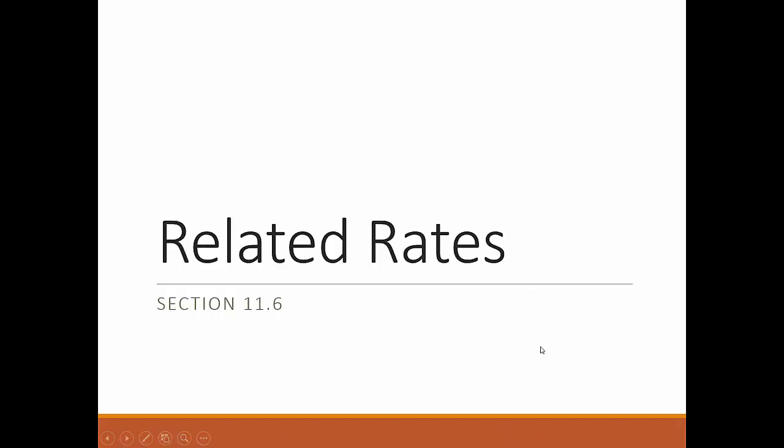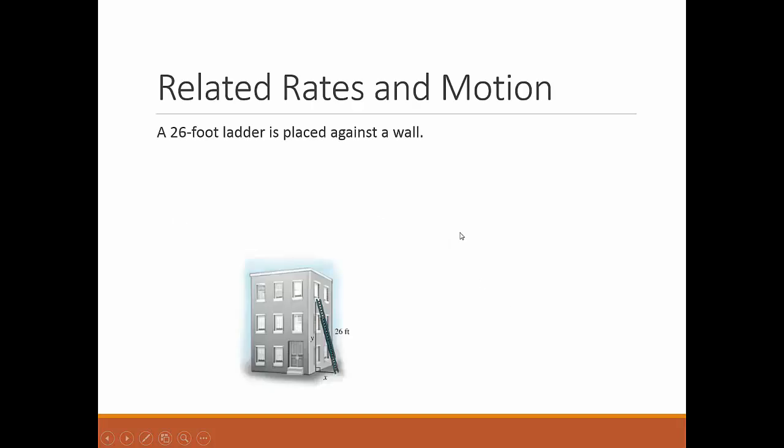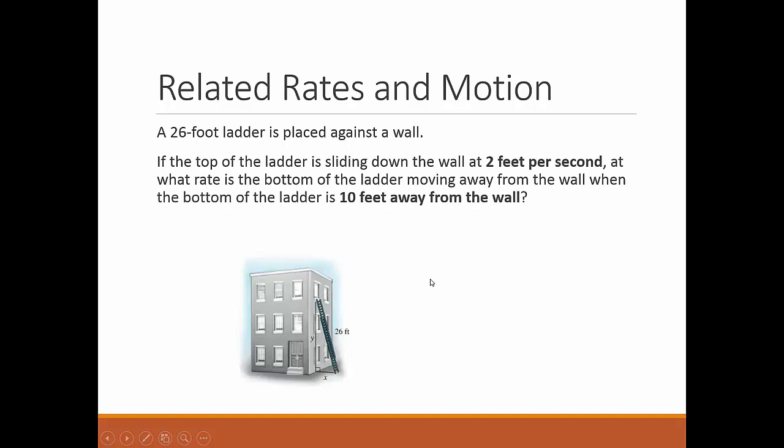This is related rates. So let's say a 26-foot ladder is placed up against a wall. If the top of the ladder is sliding down the wall at 2 feet per second, at what rate is the bottom of the ladder moving? Because as this starts to slide down, the bottom of the ladder is going to go away from the wall, when the bottom of the ladder is 10 feet away from the wall.